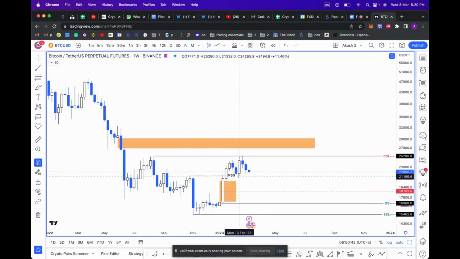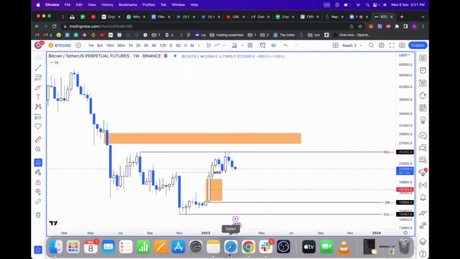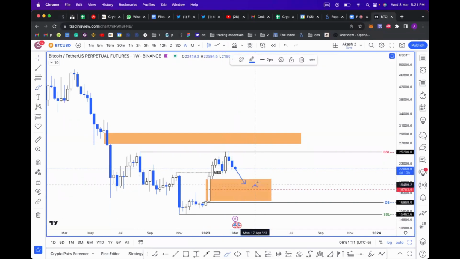Clearly, there's a break in market structure, which is what MSS represents, market structure shift. That means the market structure has shifted from a clear downtrend to a potential uptrend over here. So for this uptrend to continue, what I'm expecting is for the price to come back down into this particular fair value gap that you see here, and then bounce from here into this fair value gap formed in the first and second week of June 2022.